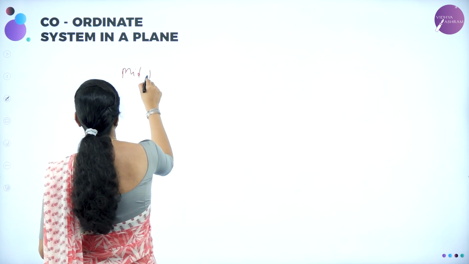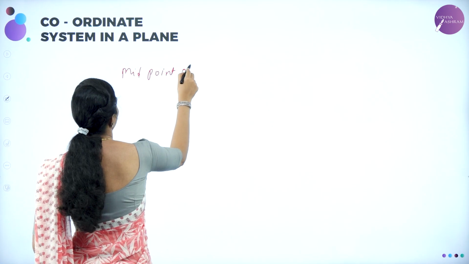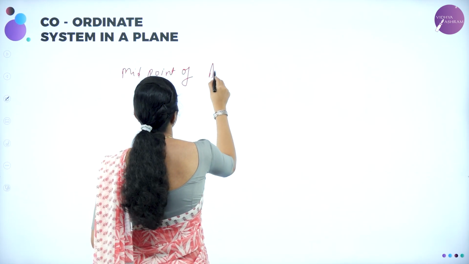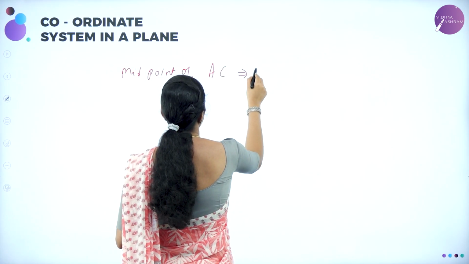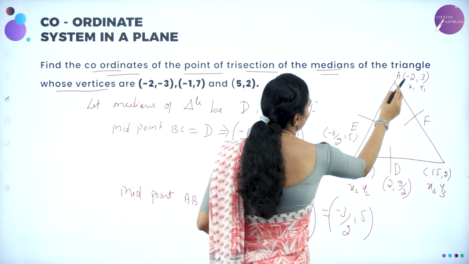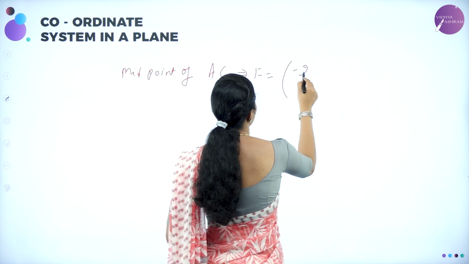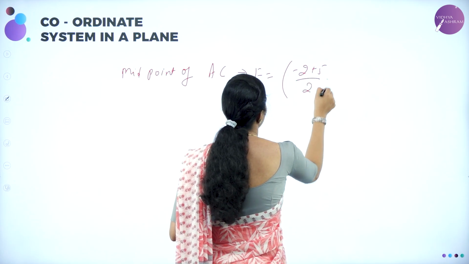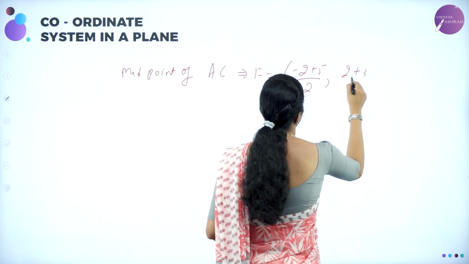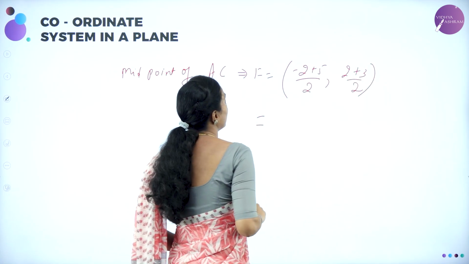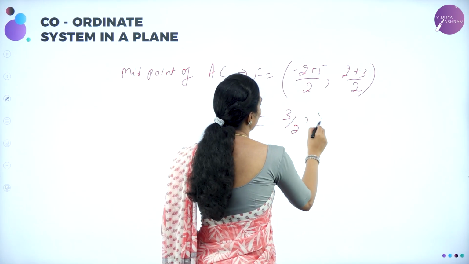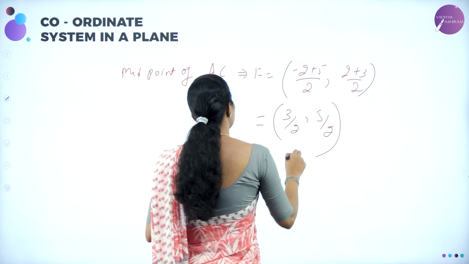Midpoint of AC, which is F, is equal to (-2 + 5)/2, comma (2 + 3)/2. So the answer you are going to get is (-2 + 5)/2 = 3/2, comma (2 + 3)/2 = 5/2. That is your answer.